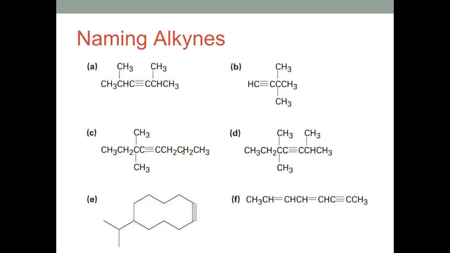Same kind of numbering would occur with these guys. This one is an enyne, so you'll have to figure out which end to number from. And this one is a cyclo, right? It's a ring structure with a triple bond. Those, because of the geometry, don't happen in small rings. So if we tried to draw a 6-membered ring with a triple bond, that would be extraordinarily high energy. It'd be really, really stressed.